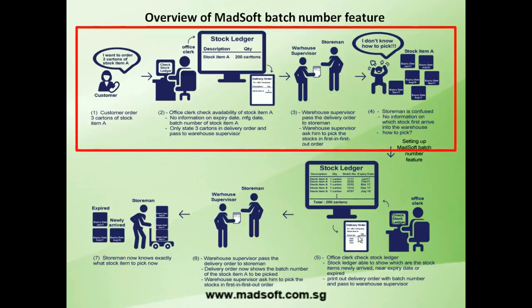After receiving the customer's sales order, the office clerk faced problem number 1. There's no information on the expiry date, manufacturing date, or the batch number on the stock items. The office clerk can only check how many stocks are on hand. The office clerk proceeds to prepare the delivery order and send to the warehouse. The storeman faced problem number 2. No information on the stock items' arrival dates. So it will take a long time to prepare the stock items. Let's take a look at the next video to see the process.